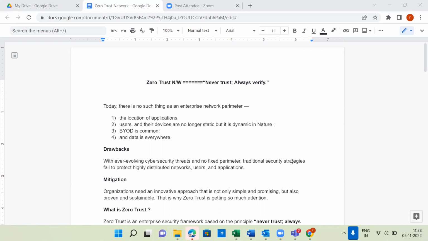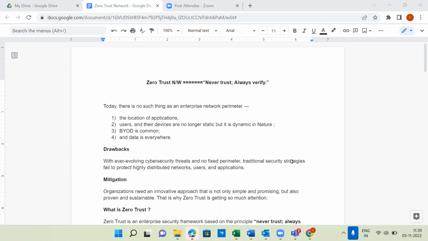Additionally, most organizations and most employees are bringing their own devices. That is called BYOD, bring your own devices. That may be your personal laptop, personal tablet or personal mobile, and so on. These BYOD devices are also increasing day by day. And also data is everywhere. Data is there in the data center, data is there when accessing the Wi-Fi, data is there in the cloud, and so on. So that's why perimeter is not existing anymore.